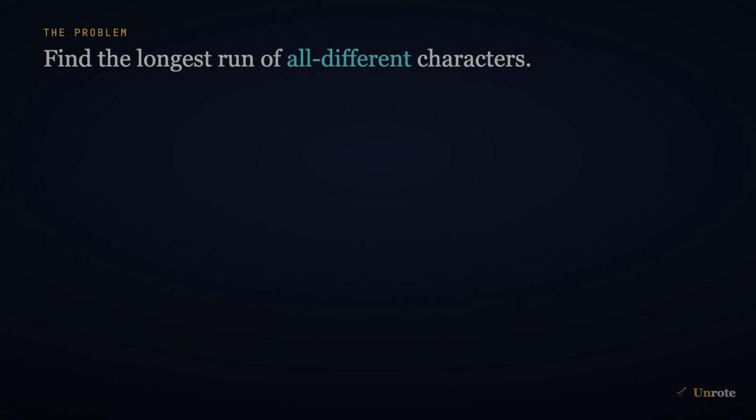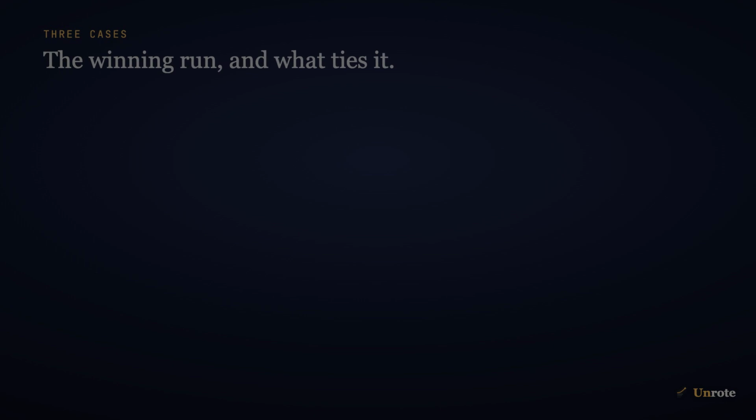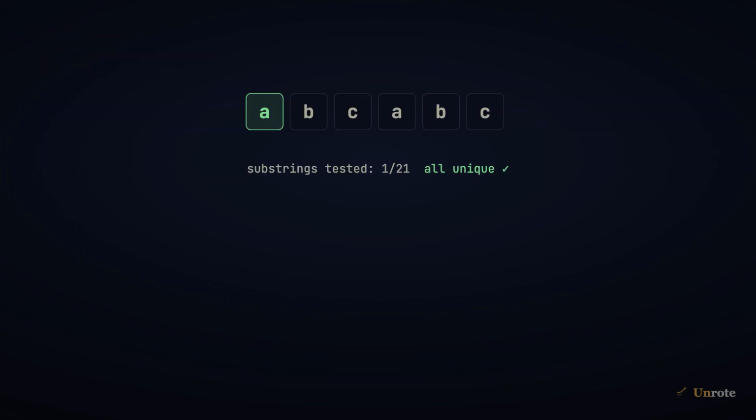You're given a string. A substring is just a run of characters that sit next to each other. Find the length of the longest substring that has no repeated character inside it. A few examples to ground it. In ABCABCBB, the best you can do is ABC, which is length 3. In all B's, every run repeats, so the answer is just 1. And in PWWKEW, the winner is WKE, also 3.